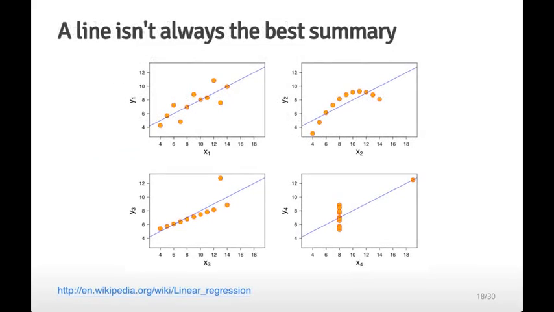Another thing to keep in mind is that a line isn't always the best summary. These actually all are lines that have the same correlation coefficient. If you check out this example on the Wikipedia page, you can see why they all have the same correlation, but they're all dramatically different results. In this case, you wouldn't even think that a line would be the right thing to fit. It might be a curvy fit. Here, maybe a line is the right thing to do. Here, it's not clear. There's an outlier, and you're not sure if it's real or not.